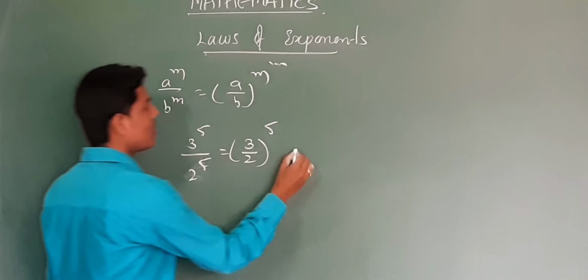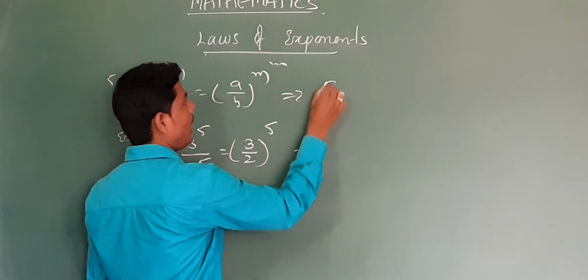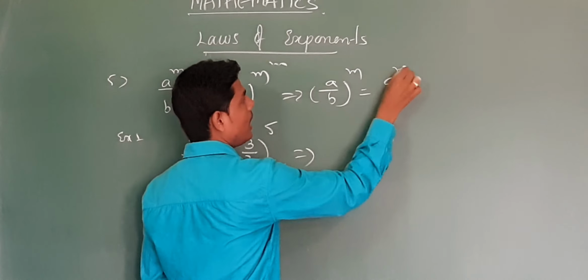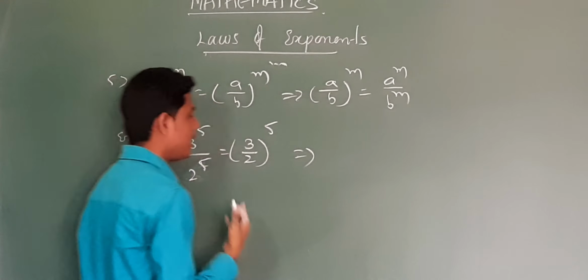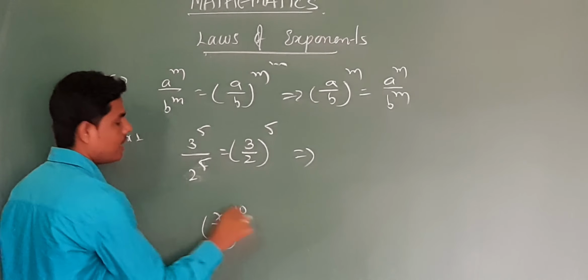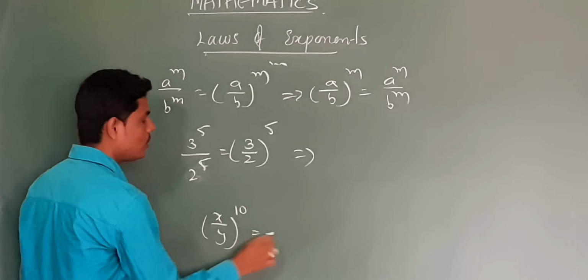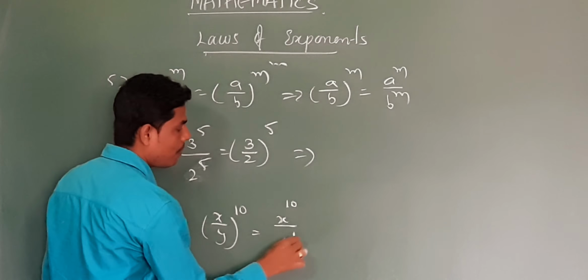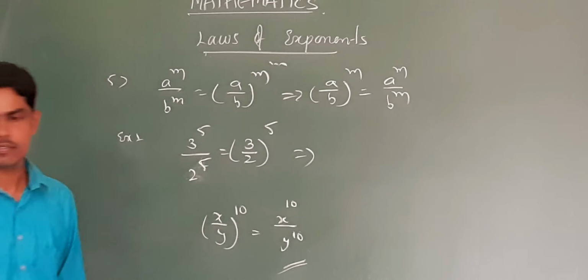Vice versa, like this also you can take. That means a by b whole to the power of m is equal to a power m by b power m. For example, x by y whole to the power of 10. Now change into this form, that is x to the power of 10 by y to the power of 10.